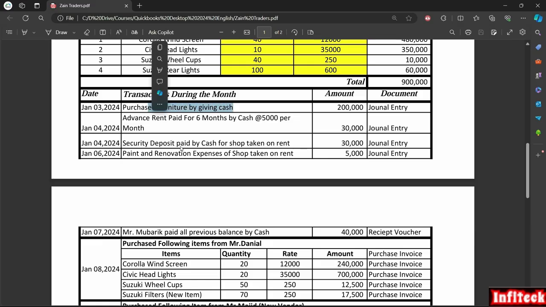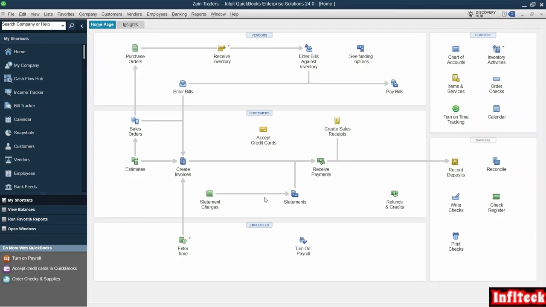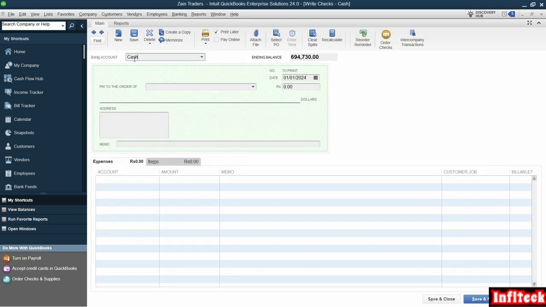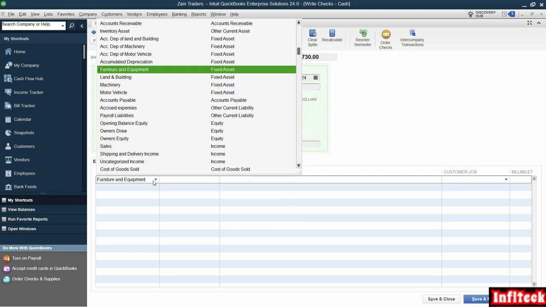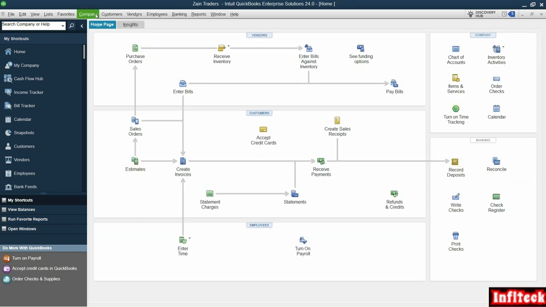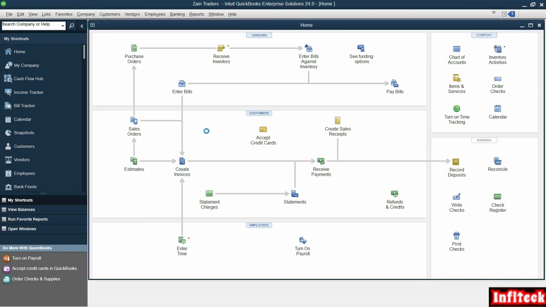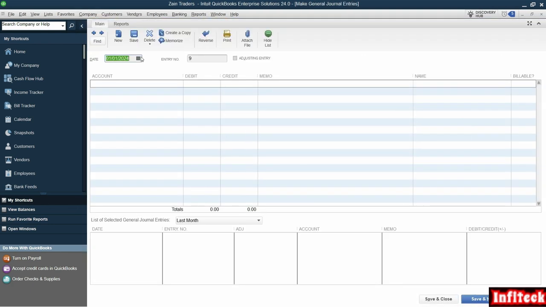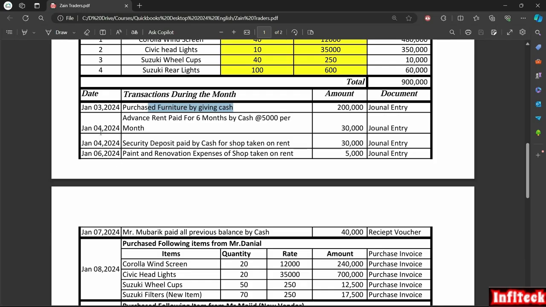Now we have two options here in QuickBooks. Either some people enter it through write checks. They just enter the cash here under the bank account, and under the expenses category, they will write furniture. You can also choose the asset accounts here. Although it's mentioned expenses, you can enter any account here. Some people prefer it this way, but some people avoid this and directly enter it through journal entry. Both of the methods are fine. It depends on your company. Whatever they are following, you can follow that, because at the back end, the effect will be the same.